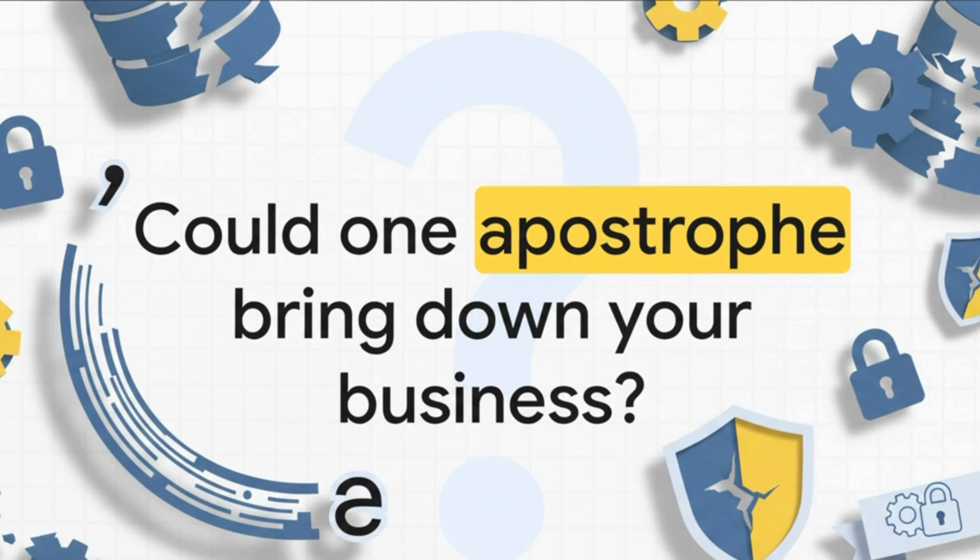So let me leave you with this. Could one little apostrophe bring down your business? It sounds absolutely crazy, right? But as we just saw, a single unsanitized character can completely bypass an entire security system. Whether you're coding the platform yourself or you're a business owner relying on one, you gotta take this stuff seriously. Security isn't just an add-on, it's the whole foundation.